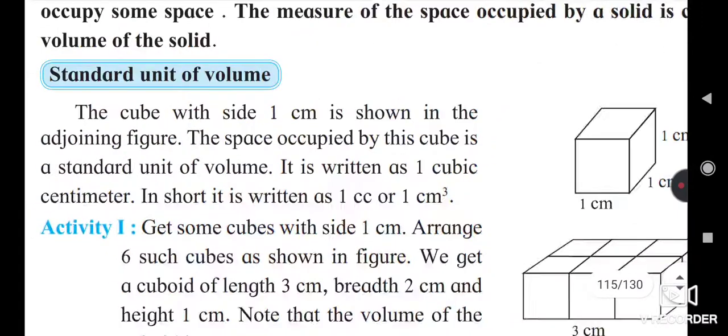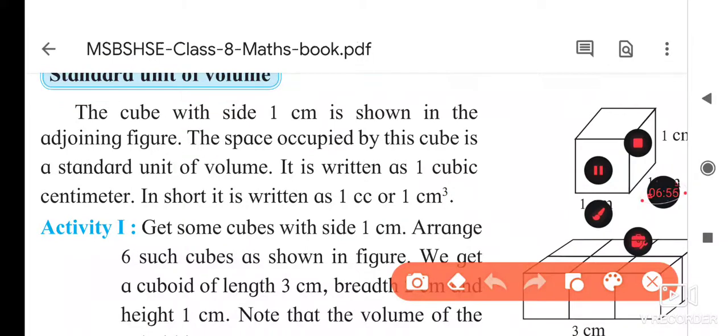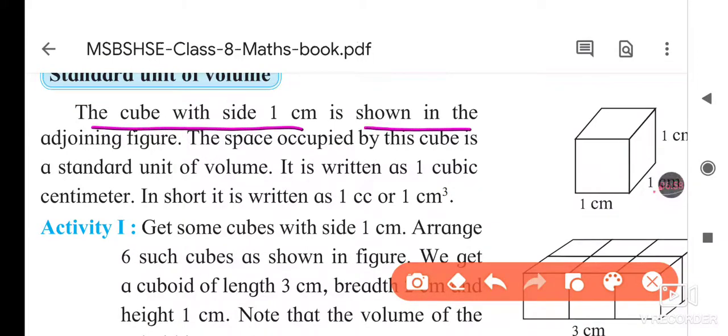Now here an activity is given to us. The cube with side 1 centimeter is shown in the adjoining figure. The space occupied by this cube is a standard unit of volume, and it is written as 1 cubic centimeter, because its length is 1 centimeter, breadth also 1 centimeter, and the height also 1 centimeter.